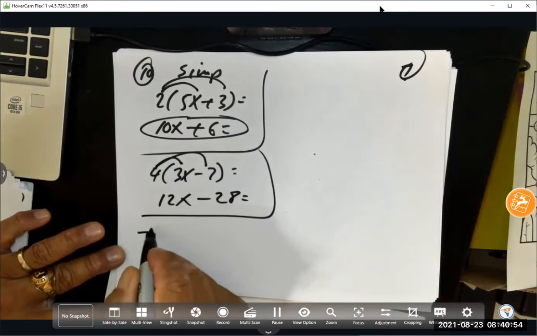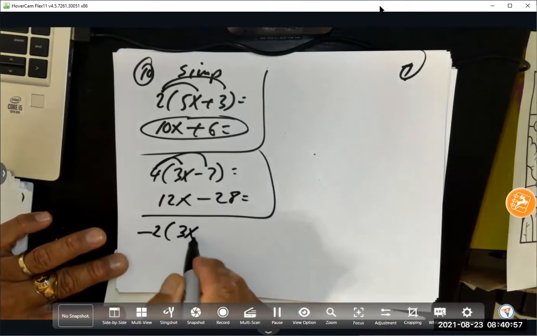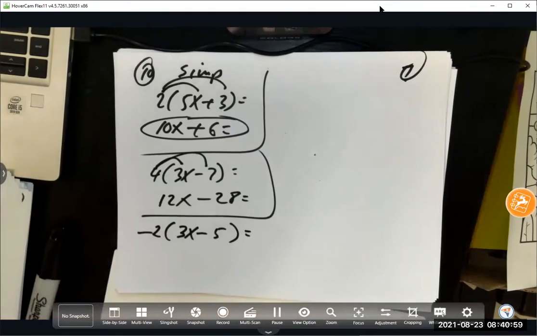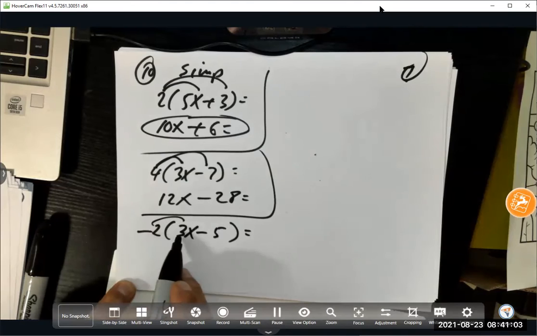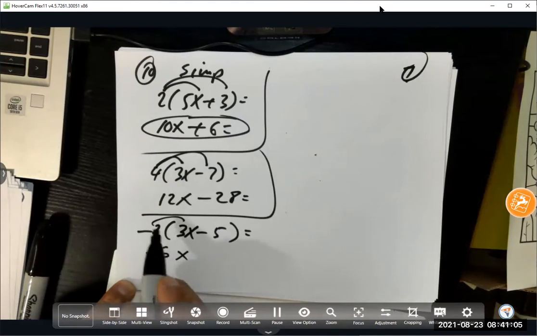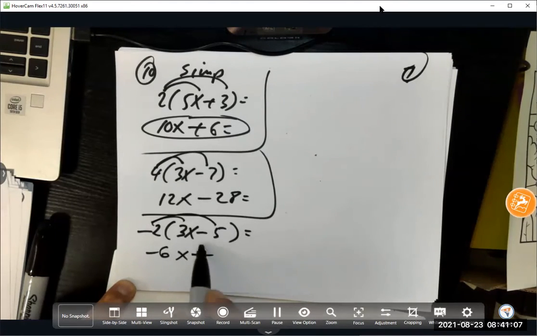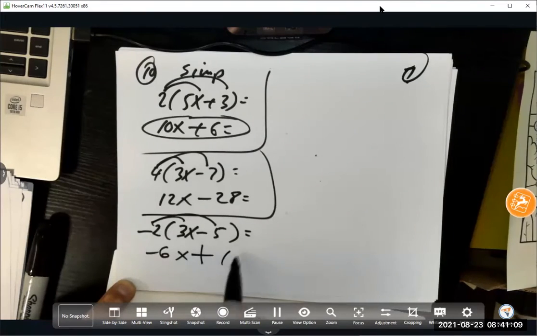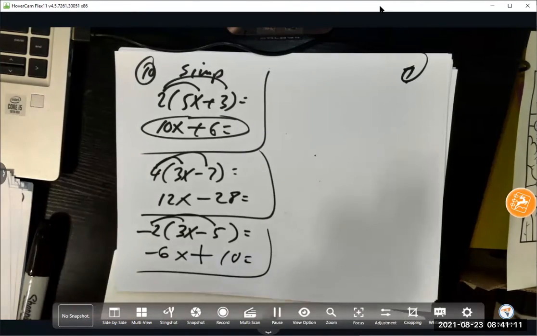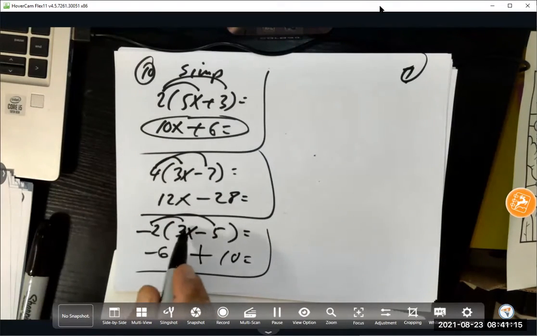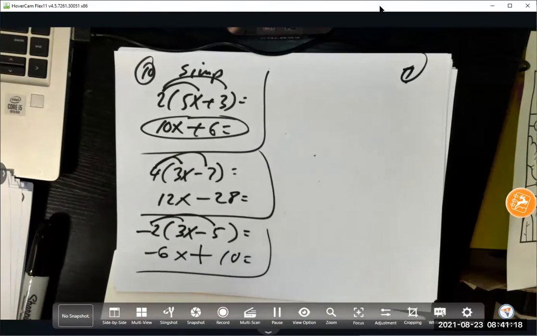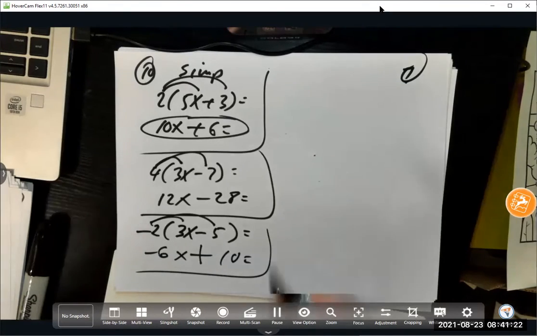Another one, a negative 2 times 3x minus 5. The first times the first, negative times a positive is a negative. And a negative times a negative is a positive, and this would be 10 right there. Is everybody okay with distributing like this? The distributive property right there? First times the first, times the second. Is that right? Tell me yes or no. Yes. Okay, let's go to the next one then.